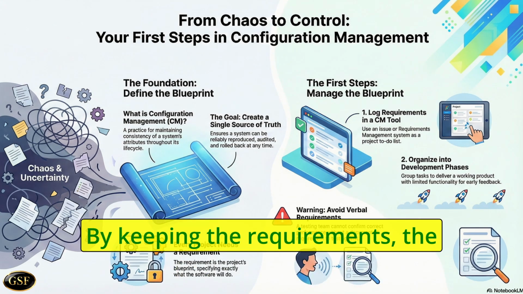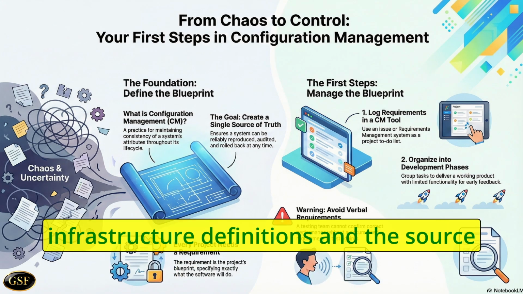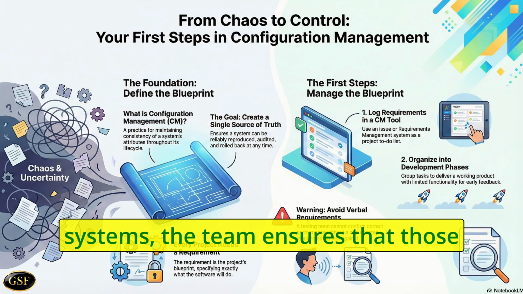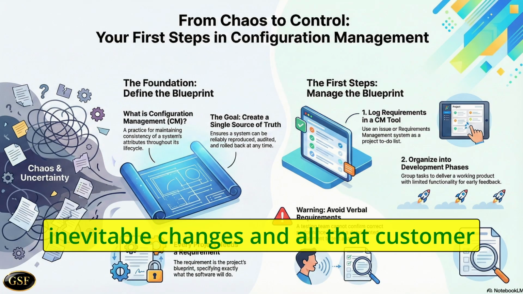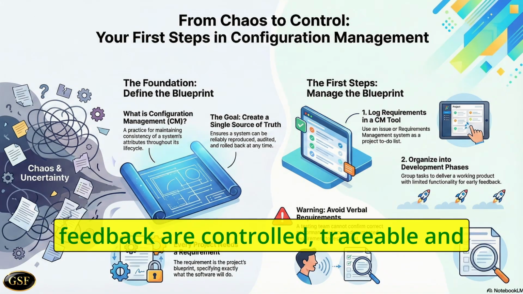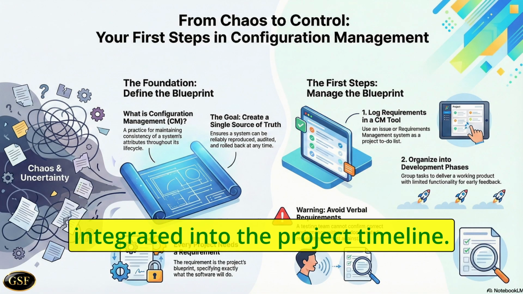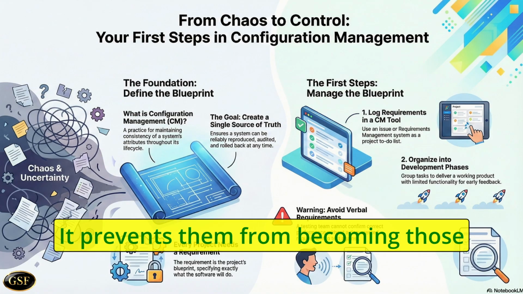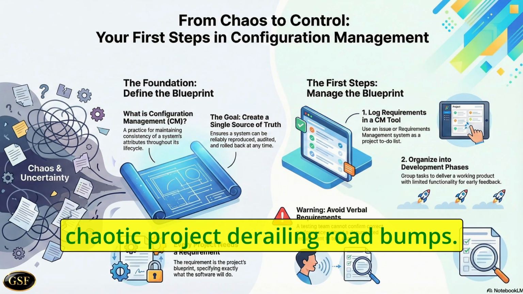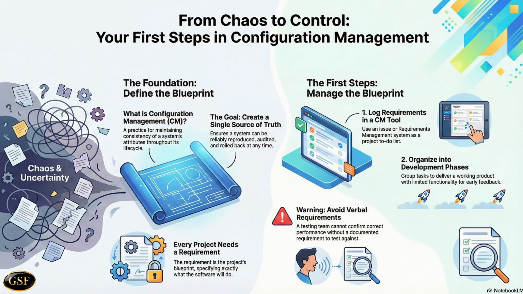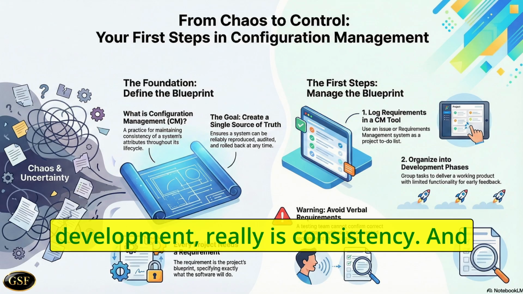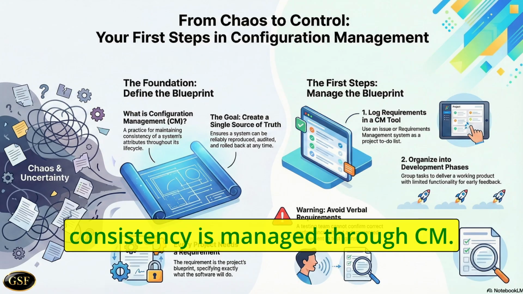Precisely. By keeping the requirements, the infrastructure definitions, and the source code all tied together in managed version systems, the team ensures that those inevitable changes and all that customer feedback are controlled, traceable, and integrated into the project timeline. So they don't become chaos. It prevents them from becoming those chaotic, project-derailing road bumps. Knowledge, in the context of software development, really is consistency, and consistency is managed through CM.